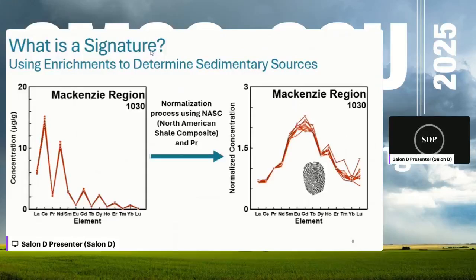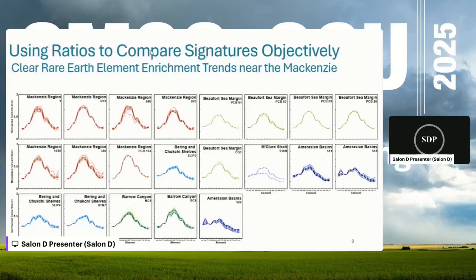Also, each line represents a different depth. At every depth on that site, the signature is relatively the same. So what we can take from this signature is that there is an enrichment in medium rare earth elements and that there's not a lot of change with time at that site. We did that on every sample, every site, so we have a lot of qualitative data, with the whole Mackenzie region showing a similar signature.